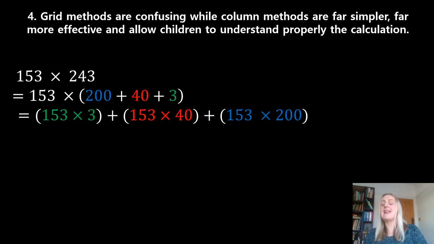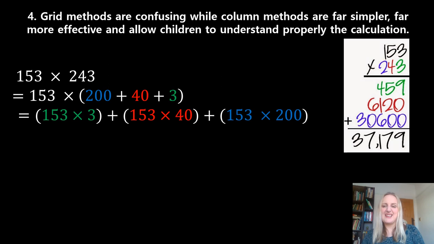Now, if we were to set that out in a lovely, colourful column layout, then using the colour particularly, we can really see what's going on here. The first row in our partial products is three lots of 153. The second row is 40 lots of 153. And then the next row, which is in blue in this layout at the top there, is 200 lots of 153, and then we can add them all together, and it's laid out nicely because it's ready to add. It's in a format that's ready for column addition, which is a great advantage of this method.